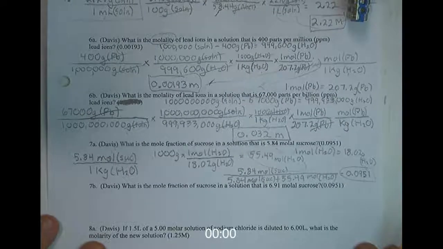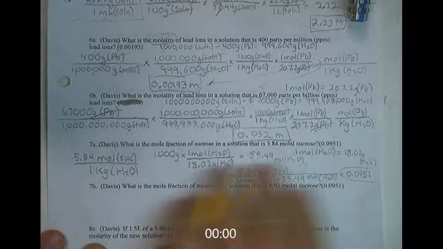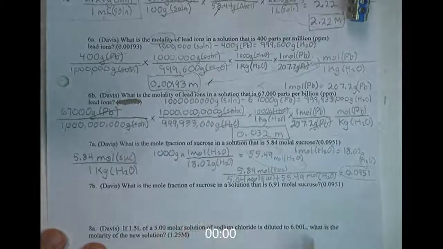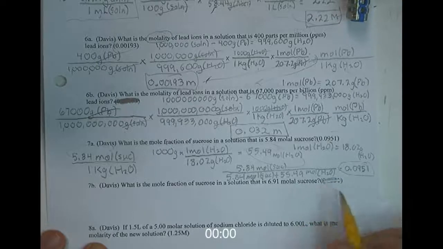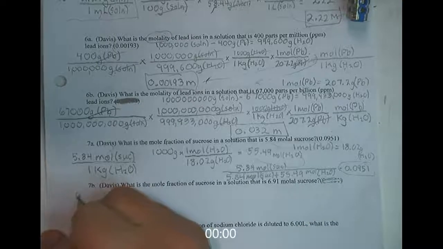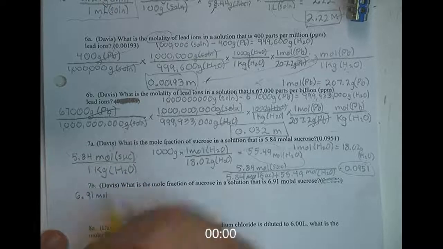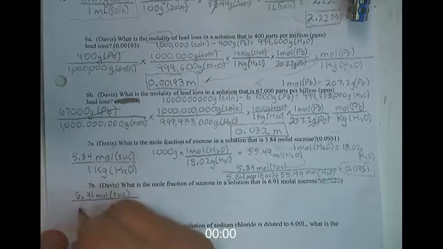Okay, next one down, we're going to do the same thing. So see if you can do it on your own. Study this problem, pause, cover up this problem, and see if you can do this one by itself. It's just different numbers. This answer is incorrect, so let's scratch that. Okay, so here we go, 6.91 moles. And again, I didn't change it, it's sucrose over 1 kilogram of H2O.